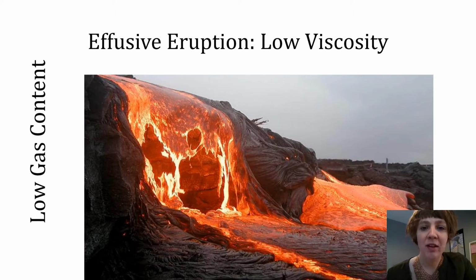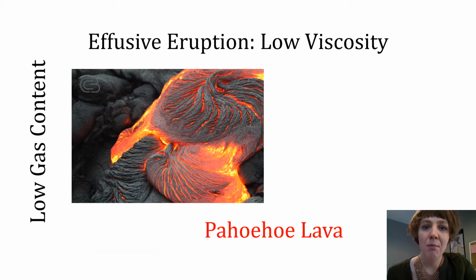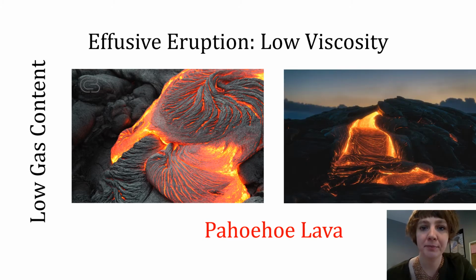Smooth, ropey lava like this has a special name, pahoehoe. It's a Hawaiian name. Pahoehoe lavas are low viscosity, low gas content lavas that flow smoothly over the surface of the Earth.